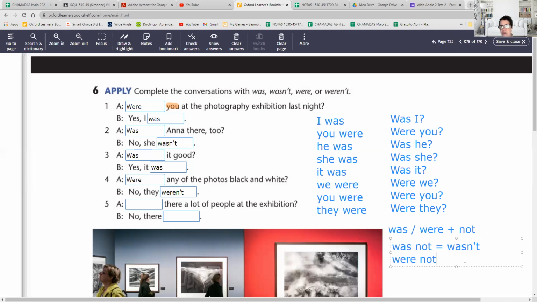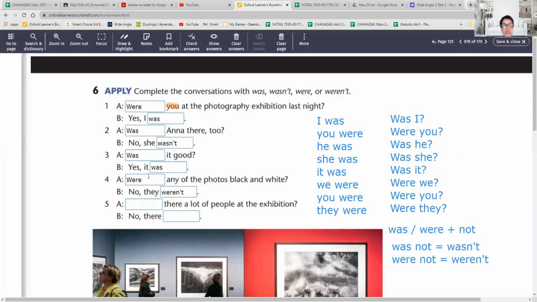Now let's do the next one here. Were not. So I put those two words together, okay? But this is not correct. So something has to be done. We need to correct it. We need to eliminate a vowel. So let's eliminate vowel O. Weren't, okay? That's why we have wasn't, weren't.